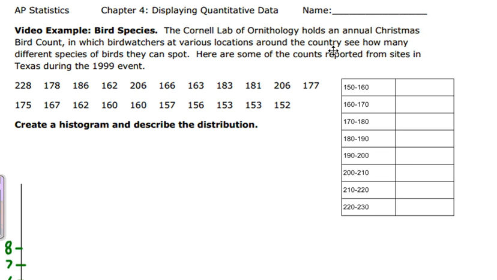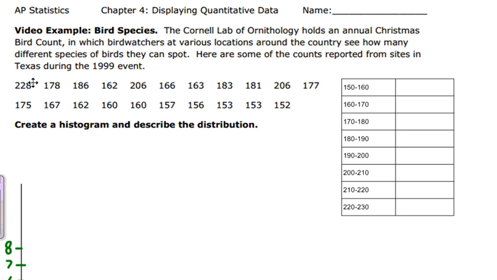Ornithology holds an annual Christmas bird count in which bird watchers at various locations around the country see how many different species of birds they can spot. Here are some of the counts reported from sites in Texas during the 1999 event. So these are the counts, right here, there's 21, of how many bird species they spotted. Now if I look at my range of values, it looks like it goes from 152 to 228.